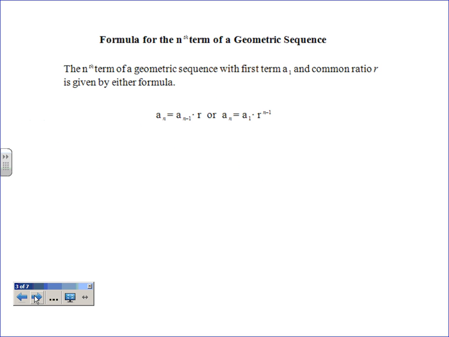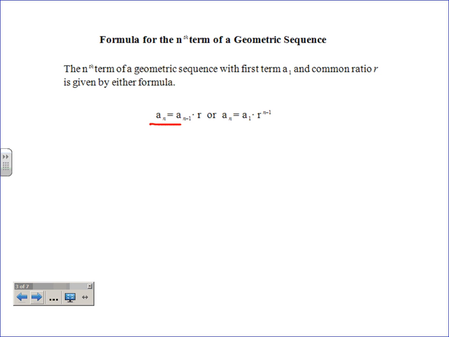Well, obviously in the previous examples, we only had to go a couple terms out, so it wasn't too difficult. But once again, what if I gave you the first term and I wanted the 100th term? You're probably not going to want to sit there and multiply it out 100 times, or actually 99 times. So we have two formulas. I believe that one of them is much more helpful than the other.